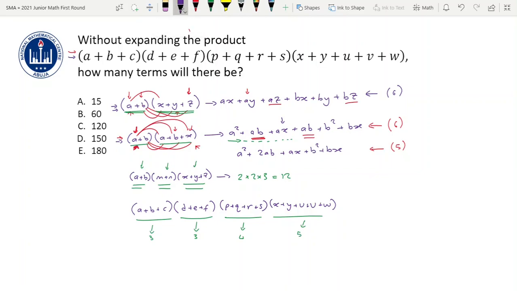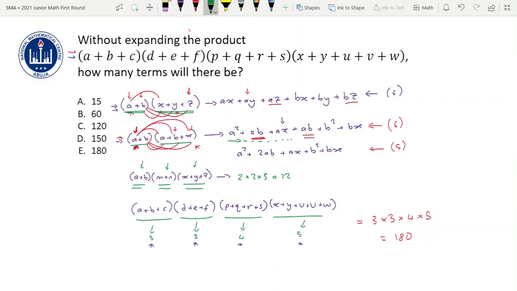Since you pick one of these three, one of these three, one of these four, and one of these five, the total number of terms you have when you expand this will be 3 times 3 times 4 times 5. And if you multiply that out, you get 180. So 180 will be our answer.